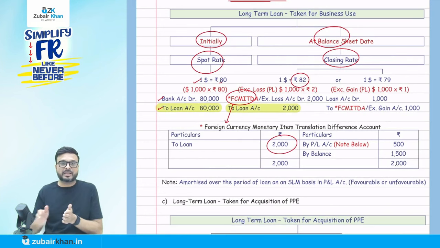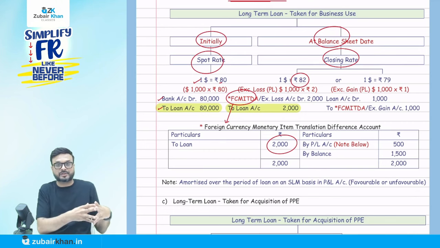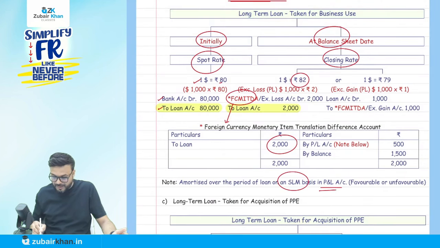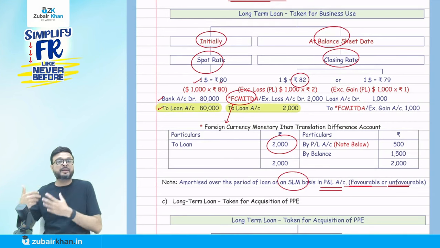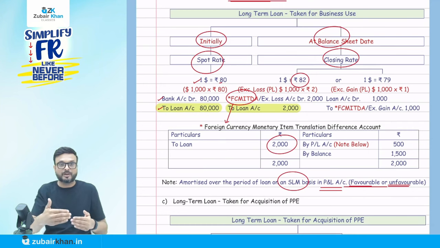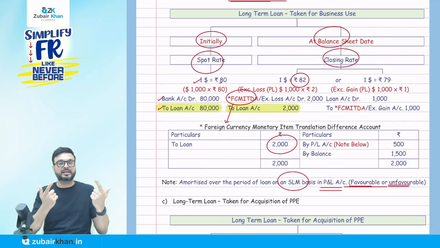Will it stay like that? No. Suppose the loan is for 4 years; we have to write it off over a period of 4 years. It will go to the profit and loss account over a period of 4 years. So 2,000, suppose the loan we have taken is for 4 years, so 500 each year. So it is amortized over the period of the loan on an SLM basis in P&L. It might be favorable or unfavorable, not necessarily always an exchange loss; it might be a gain that year. But we will slowly take it to the P&L account, not all at one time. You got the point? This is the long-term loan we have taken, other than PP.